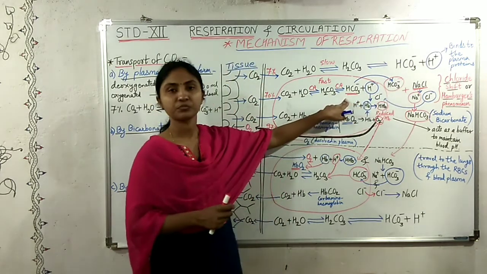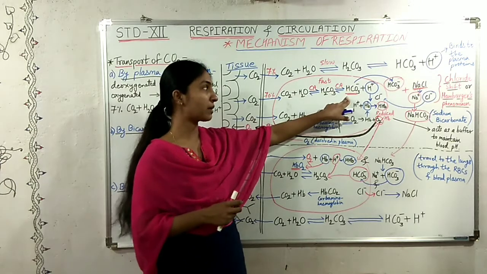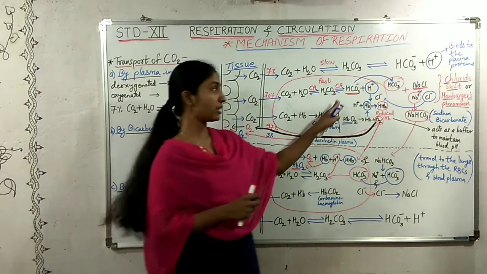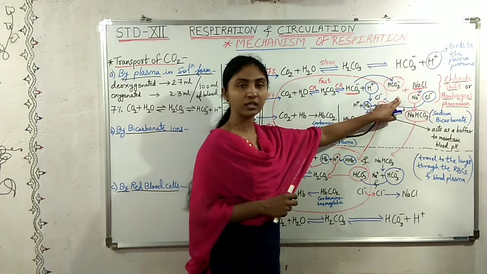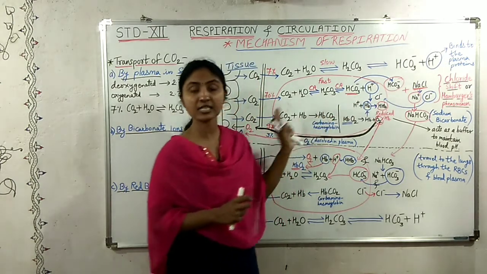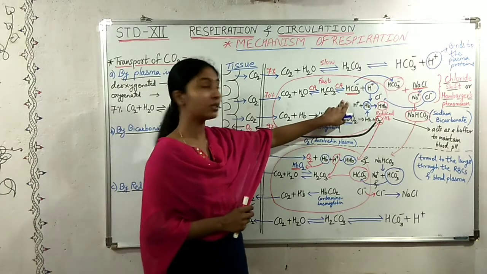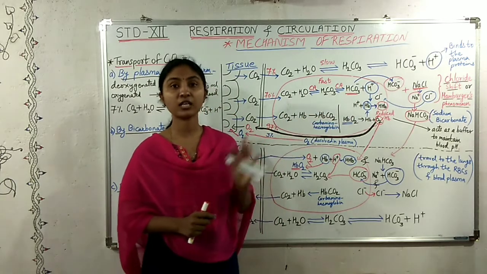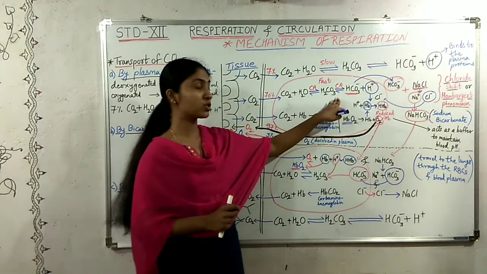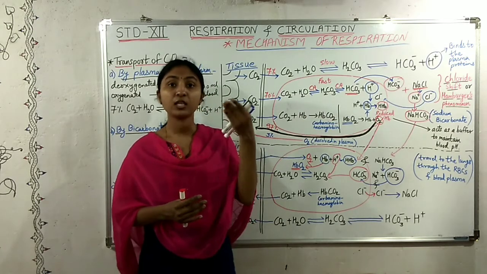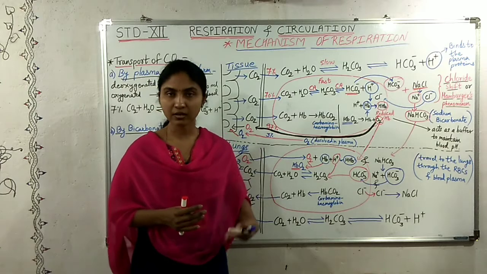As we know, bicarbonate ions are negative ions and hydrogen is a positive ion. So when these RBCs give out the negative bicarbonate ions, what happens inside the cell? The concentration of hydrogen ions increases, the positive ion concentration increases. As the concentration of hydrogen ions increases, the pH of the blood decreases.